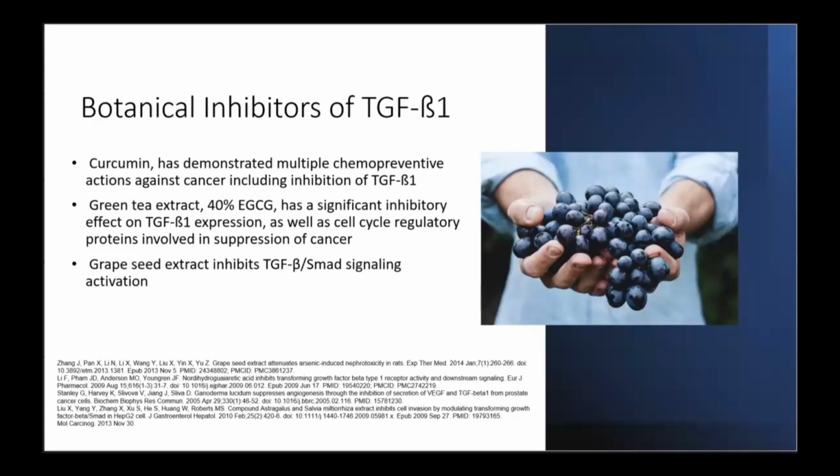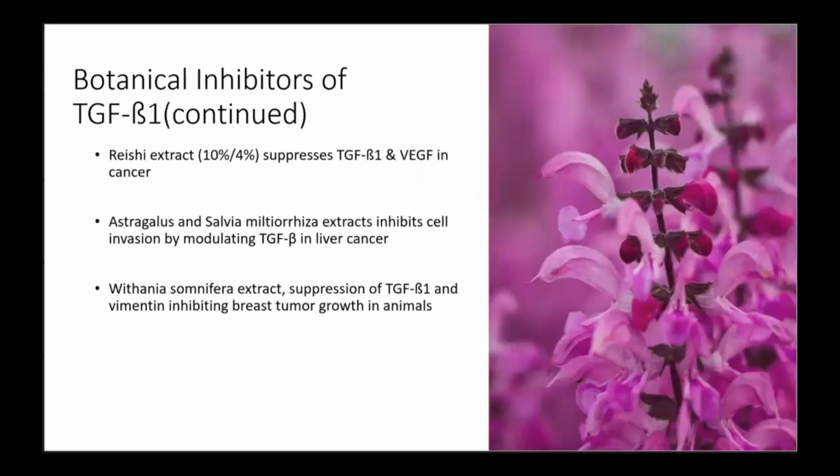So when you see this level elevated, you want to make sure you're targeting with these plants. There's reishi, Ganoderma, astragalus, Salvia miltiorrhiza. We're going to hit that one hard. I love that plant. That's it right there. That's this beautiful purple heart plant. Withania somnifera, that's ashwagandha, suppresses TGF-beta.